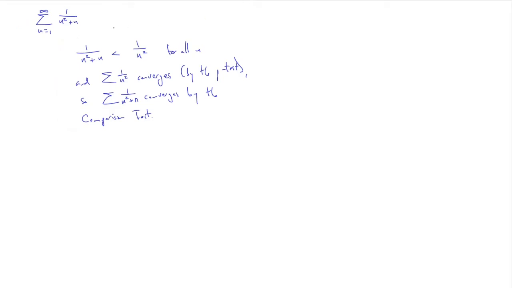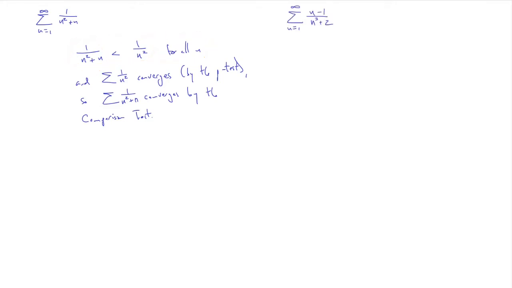Also notice that in this important step right here where we're doing our comparison, I'm comparing the terms of the series, not the series themselves. I'm not trying to say that the sum 1 over n squared plus n is less than the sum 1 over n squared. I'm just saying that 1 over n squared plus n is less than 1 over n squared.